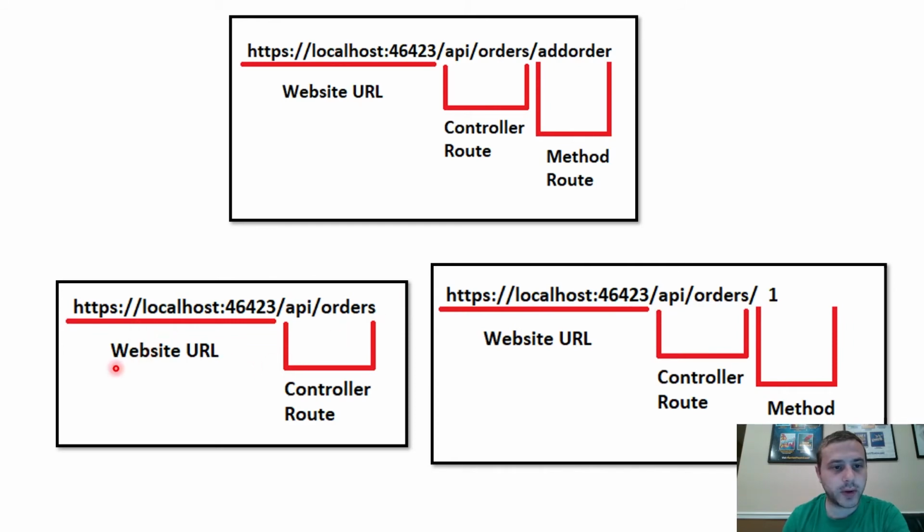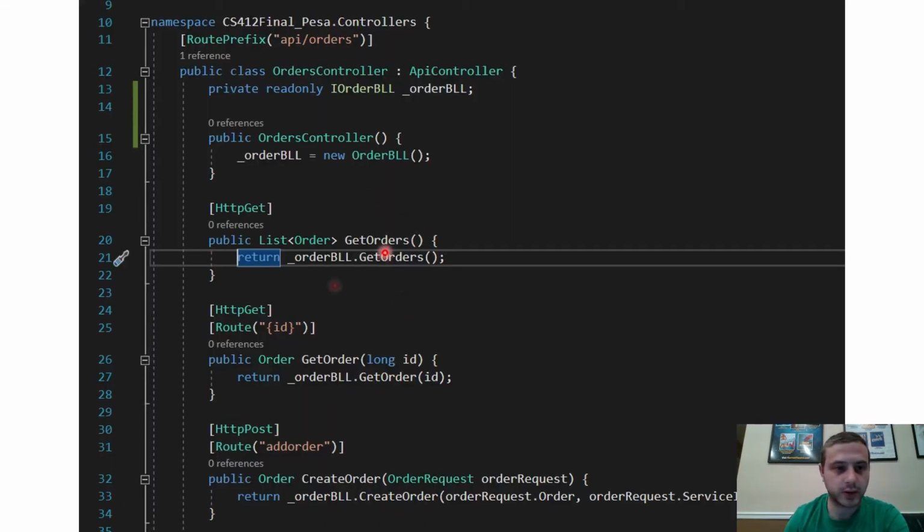And here, I have an example. So this would be that post request. And then here I have another example. This would probably be the get request. And, again, I have the website URL, and then I have the controller route. And because I don't have a method route in here, the one that matches is this right here. I don't have a method route. I just have a controller route. And because I don't have a route here, then it automatically takes the controller's route.